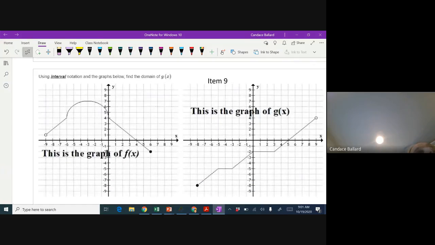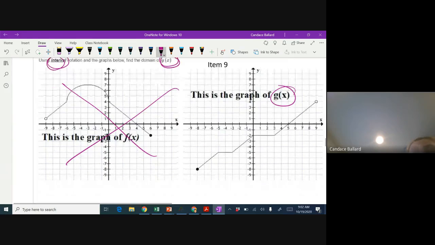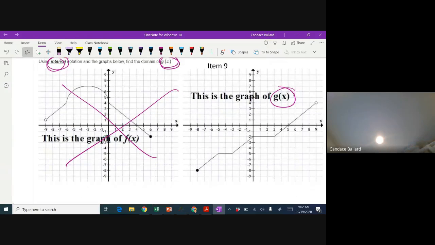Okay. Using interval notation and the graphs below, find the domain of G. Okay, so the first thing you want to figure out is what kind of notation, and then what graph you are using. We're using G, which means I'm not looking at X at all. We're going to get rid of X. All right, so domain, tell me in the chat, is that the X values or the Y values? Good job. We've got X values.